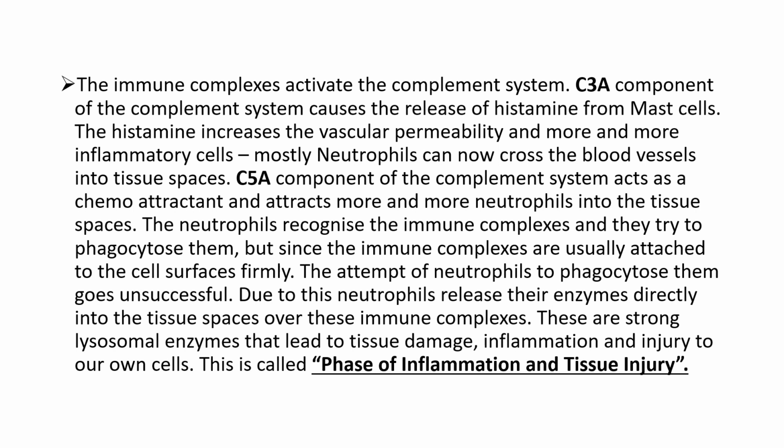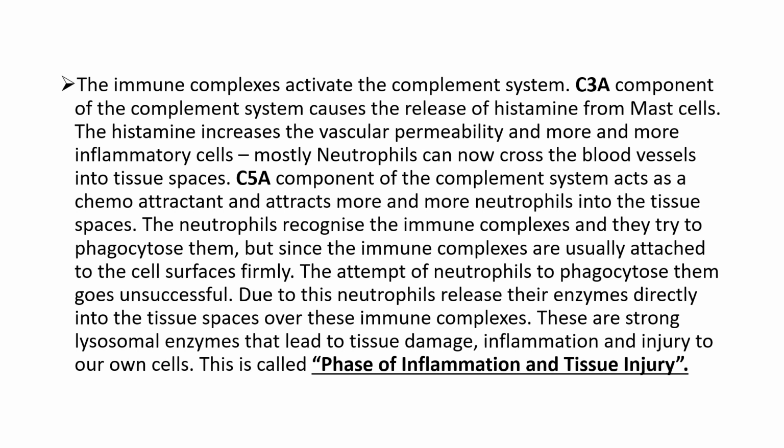The immune complexes activate the complement system. C3, a component of the complement system, causes the release of histamine from the mast cells. The histamine increases the vascular permeability and more inflammatory cells, mostly neutrophils, can now cross the blood vessels into the tissue spaces. C5, a component of the complement system, acts as a chemoattractant and attracts more and more neutrophils into the tissue spaces. The neutrophils recognize these immune complexes and they try to phagocytose them.